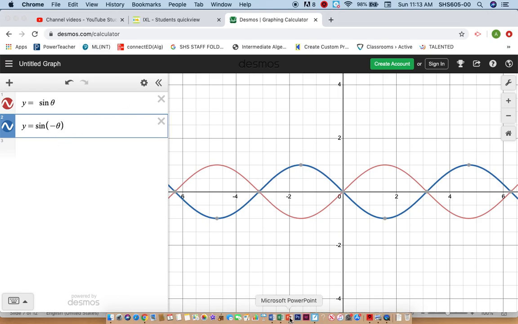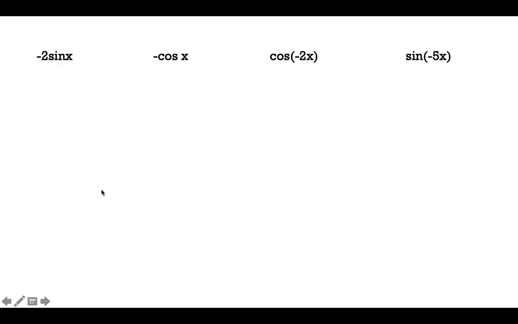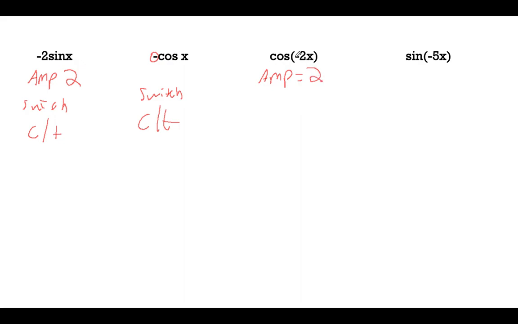Okay? So going back to this right here, play from current slide. We said our amplitude was 2, and you switch the crests slash troughs, okay? Negative cosine, the negative's on the outside, so you do end up switching the crests and the troughs. Now this guy right here, the negative's on the inside, which doesn't change anything for cosine.